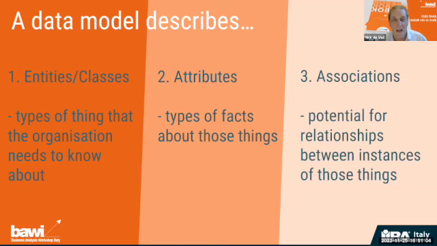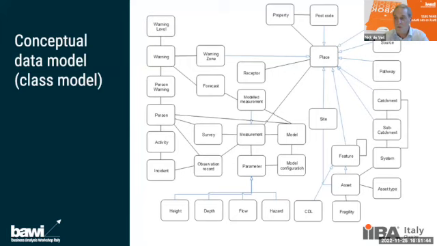And then thirdly, and perhaps most interestingly, associations. So the associations are the potential relationships between instances of those things. So a customer may order a product. There's a relationship between a customer and a product, or there may be. If customer A has ordered product B, then potentially there's a relationship between customer A and product B, and we can show that in our class model diagram. But it's a model of the context. It's a model of the business.